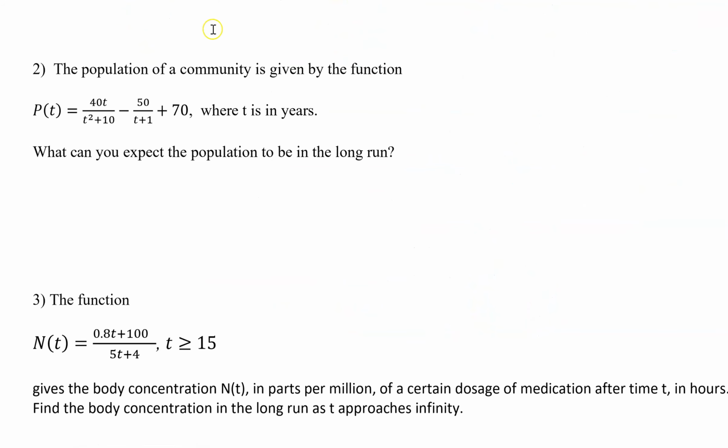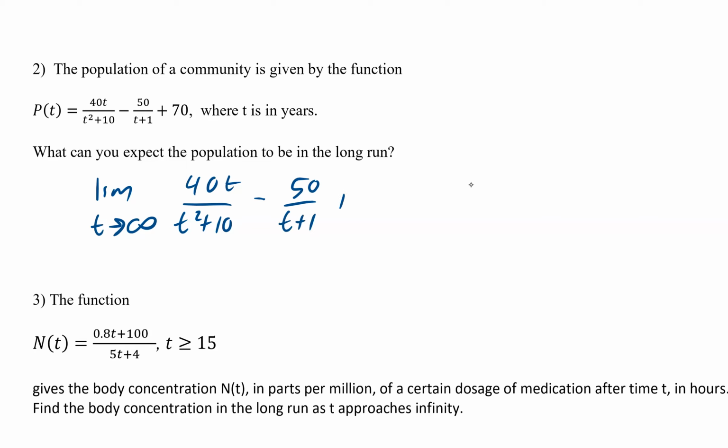So the population of a community is given by this function. So they figured this function out to be the population of the community as t goes on in years. So now we ask, what can you expect the population to be in the long run? So that's just another way of saying the limit as time goes to infinity of our function. And all we're looking at is just when is the top degree smaller than the bottom. So the first one, top is smaller than the bottom. This goes to 0.